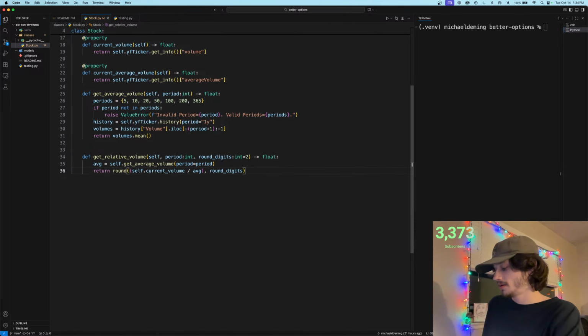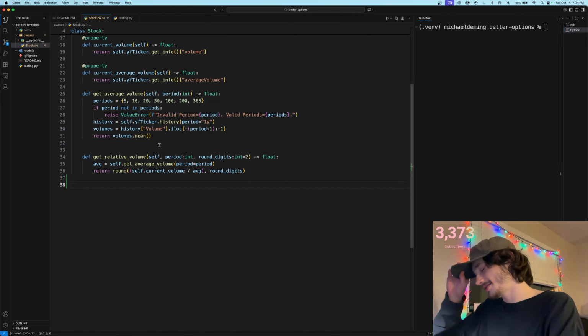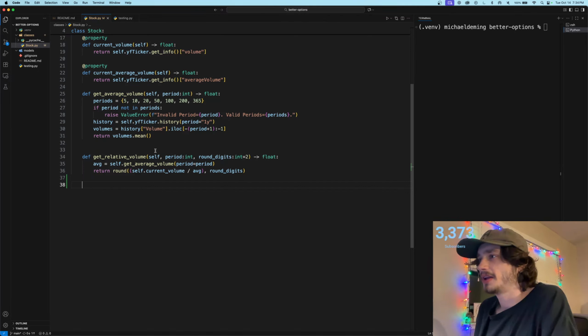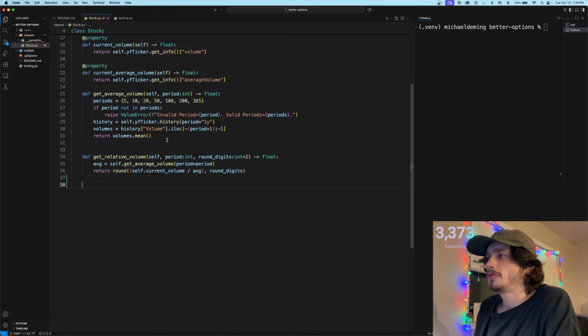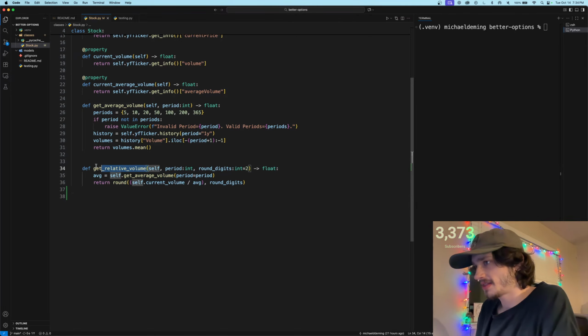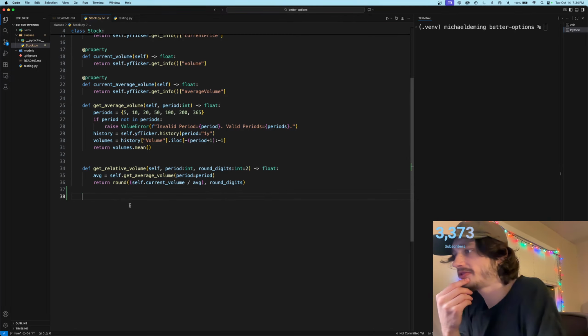today is work on, I'm really good at knowing what I want to work on, and then when I come on the stream I kind of go blank. But I would like to work on get relative volumes, a method to get the relative volumes for a given period of time.